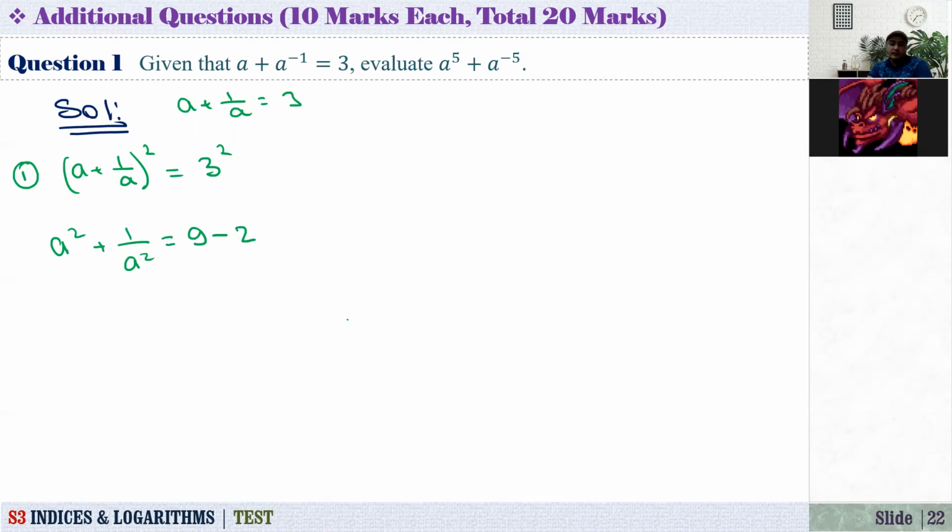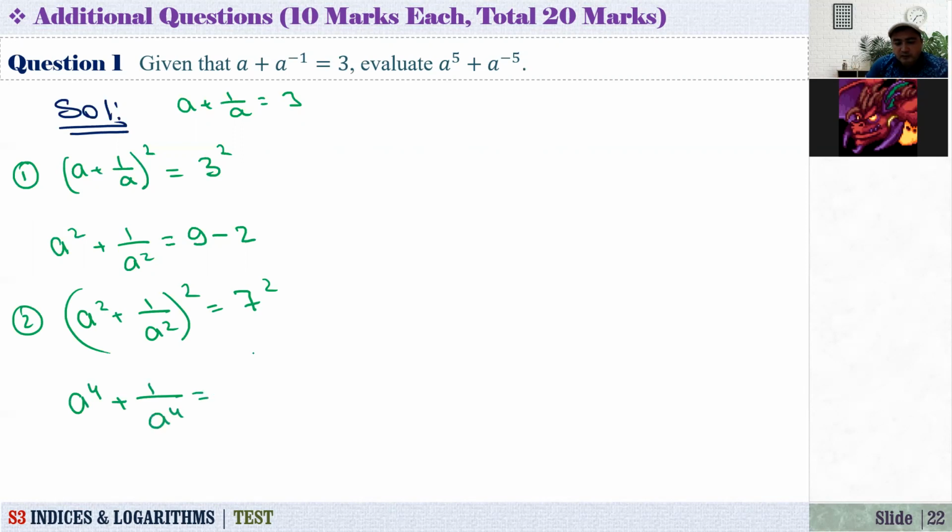Okay. So now, let me just square one more time. If you square one more time, (a squared plus 1 over a squared) squared is equal to 7 squared. So here again, we have a to the power of 4 plus 1 over a to the power of 4. Here we have 49. In the middle, the middle term is 2 times a squared times 1 over a squared, that is 2. Take to the right-hand side, that's minus 2, which is equal to 47.